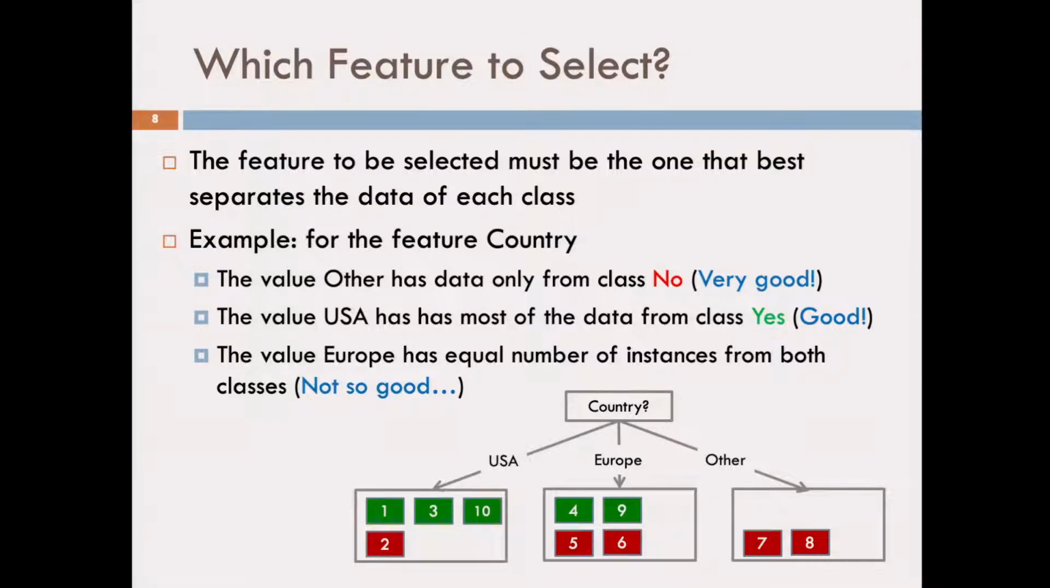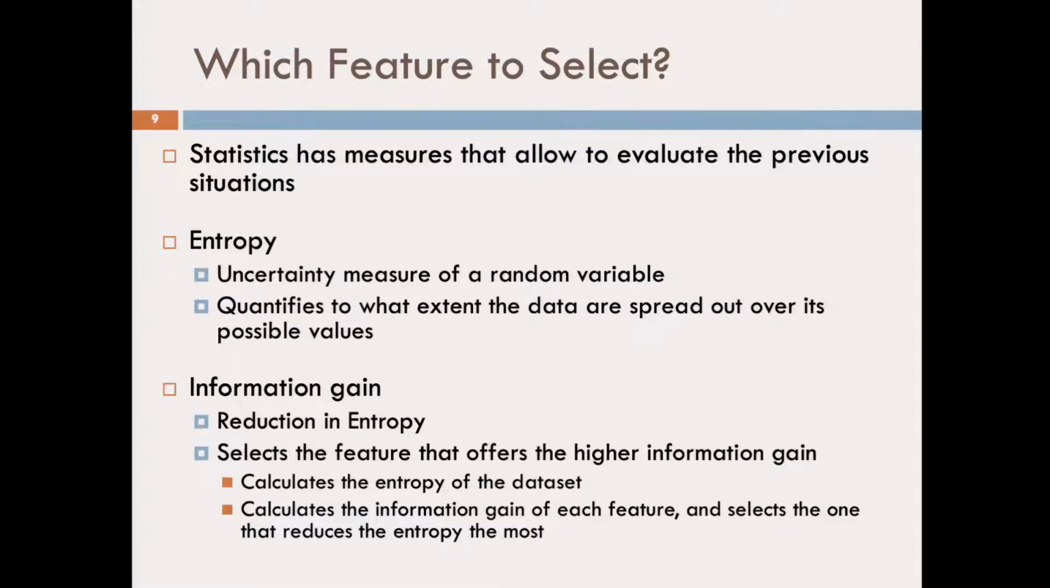The value USA has most of the data from class yes. Oh, that's good. Okay? The value Europe has an equal number of instances from both classes. That's not good, because we cannot infer anything from that. Okay? So how to select a good feature?